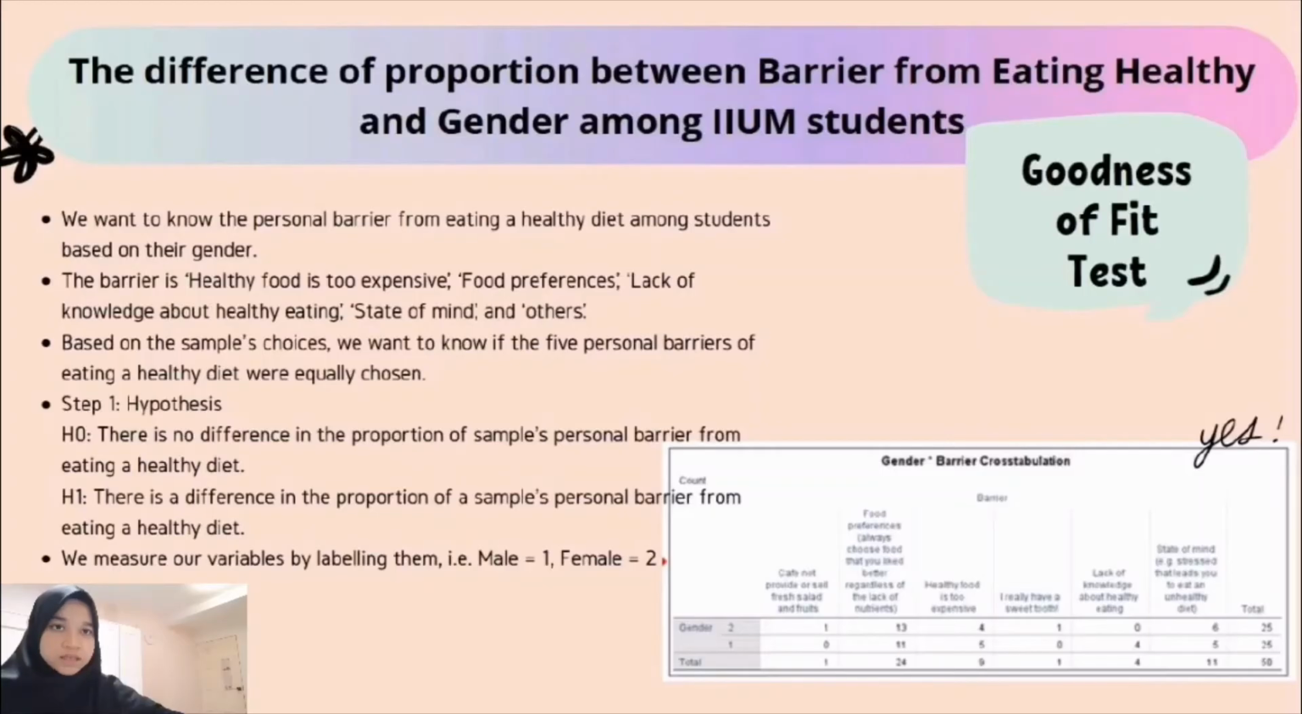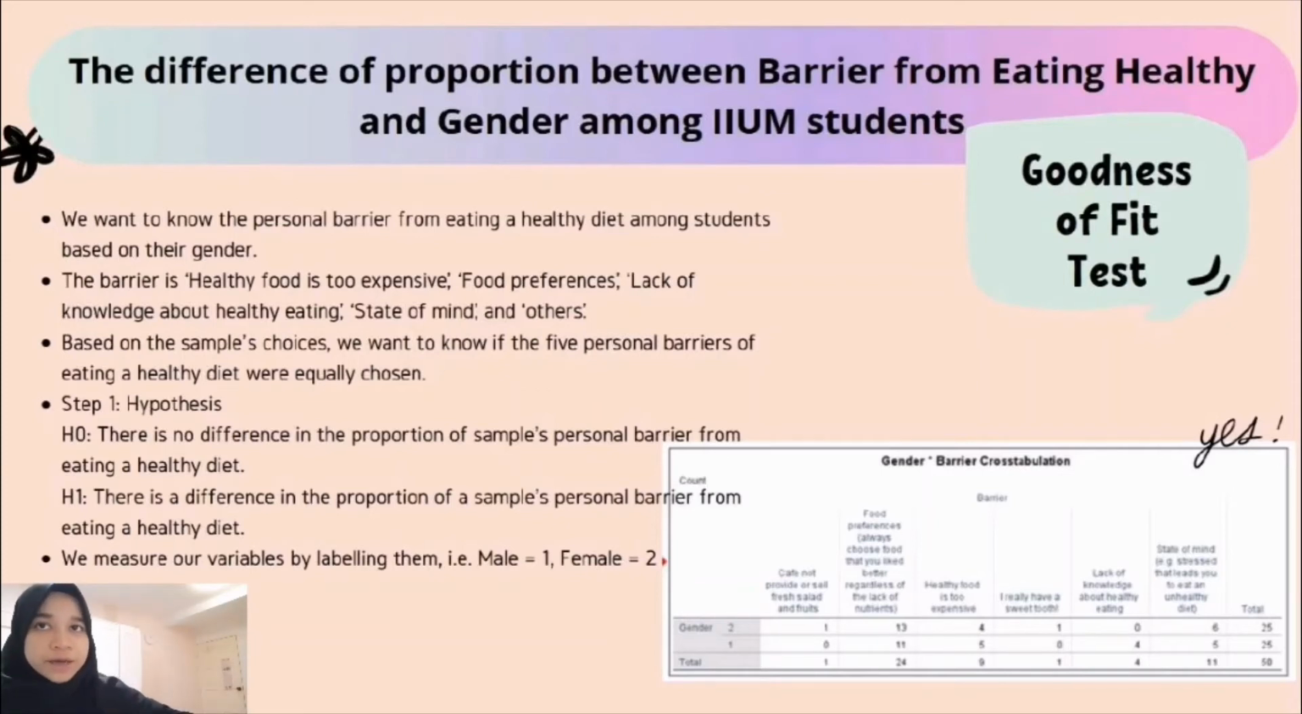My name is Hanan Faliha binti Faris Sufyan and I'm going to present about the goodness of fit test. The goodness of fit test is used to know the personal barrier from eating a healthy diet among students based on their gender. The barriers are healthy food is too expensive, food preferences, lack of knowledge about healthy eating, state of mind, and others. Based on the sample choices, we want to know if the 5 personal barriers of eating a healthy diet were equally chosen.